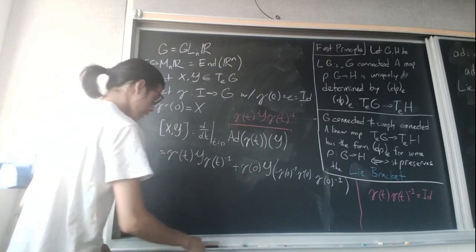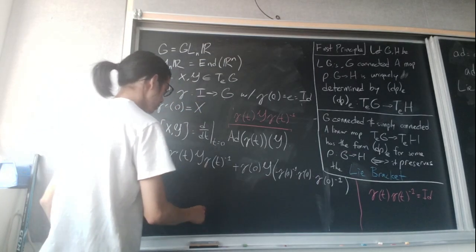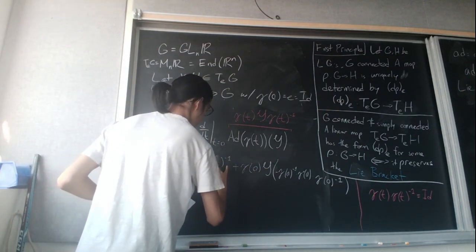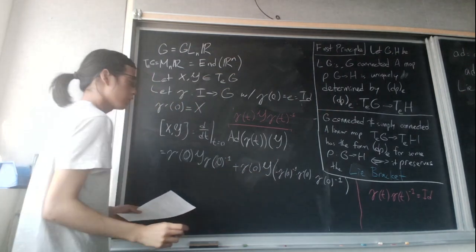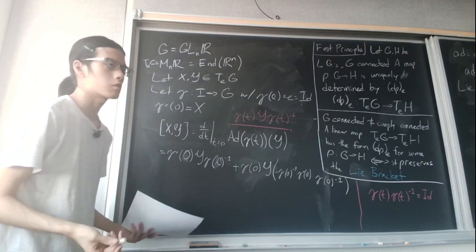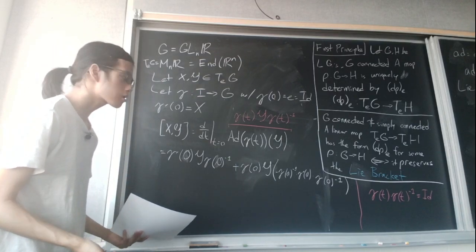Okay, this is weird. There should not be a t, there should be 0. I evaluated. So we now have this monster expression, which is not really a monster because gamma 0 is identity and gamma prime 0 is just x.